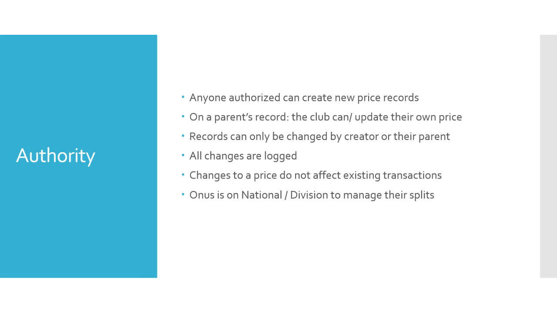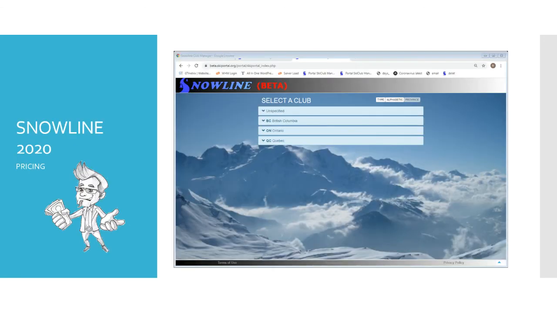And finally, the onus is on the higher levels to make sure that their splits are correct. So if CADS is selling an ASDCI level 1 certification course, then they need to watch that price and make sure that all the divisions and all the clubs that are offering that actually have the splits set up correctly. And that's pricing in a nutshell.